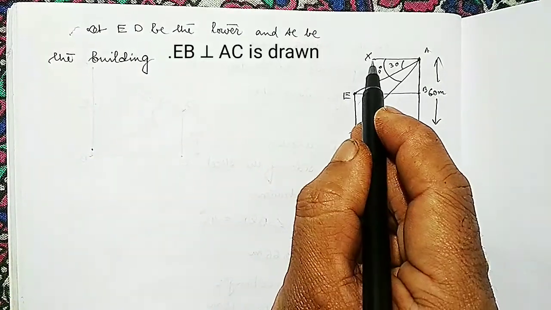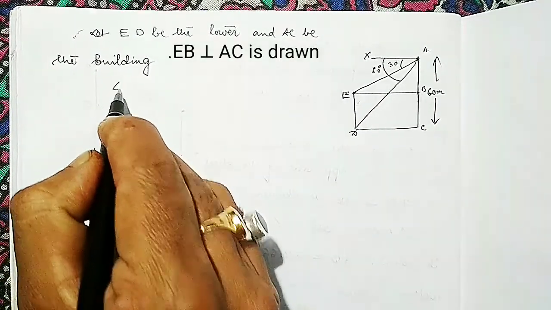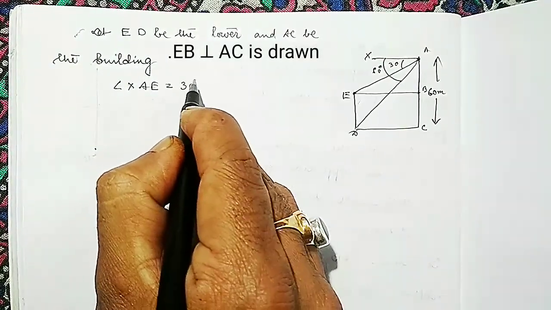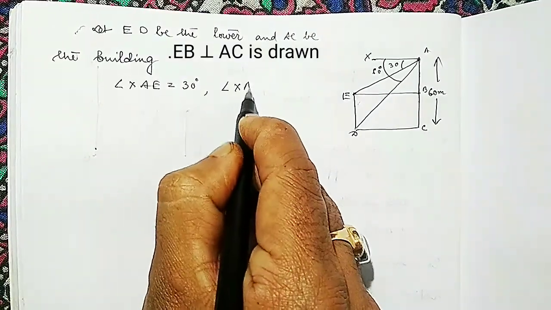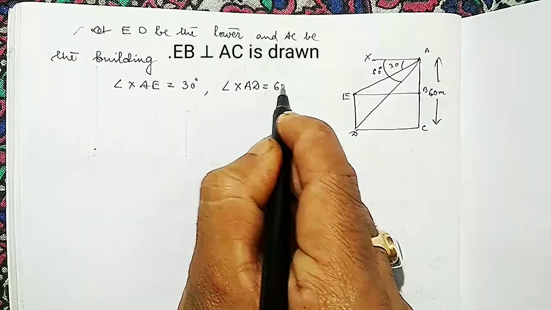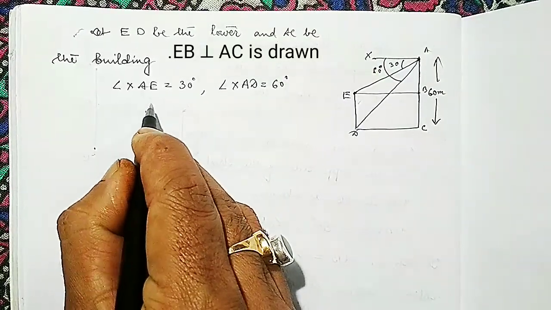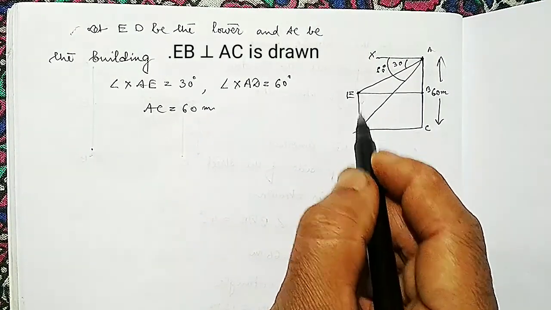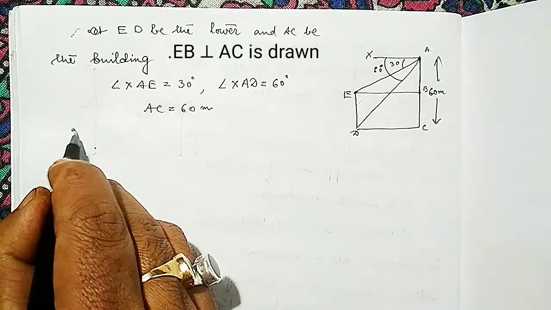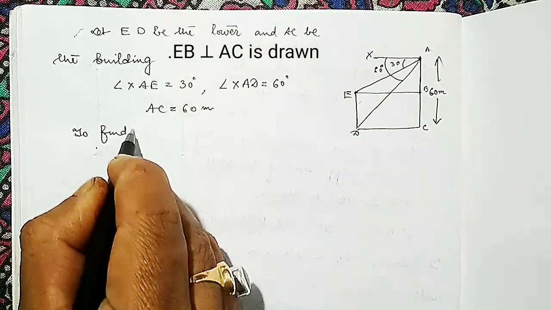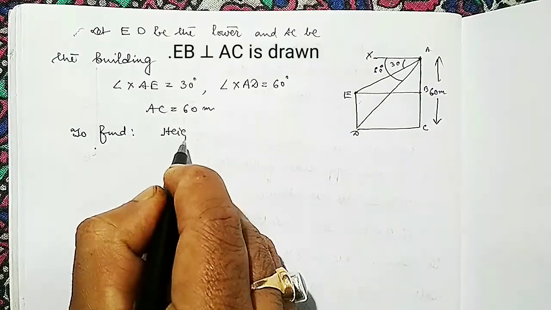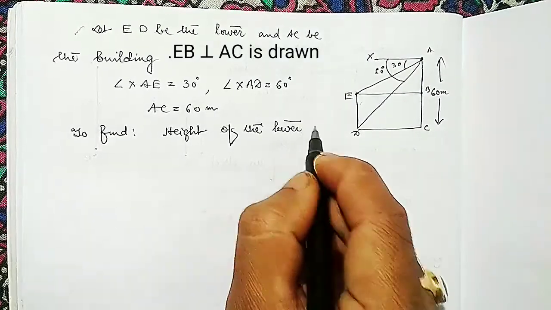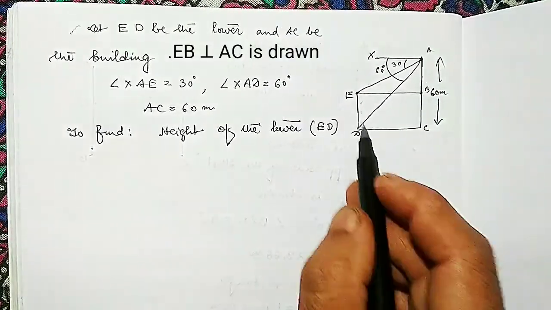Okay, here angle XAE equals to 30 degrees. Angle XAD equals to 60 degree. And AC equals to 60 meters. What we have to find? We have to find the height of this, that is ED. So here you can write to find height of the tower, that is ED. Okay, we have to find the height of this tower, ED.